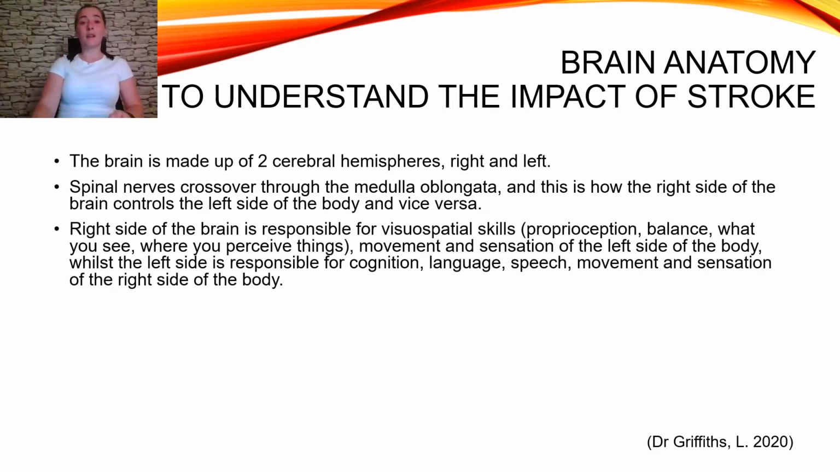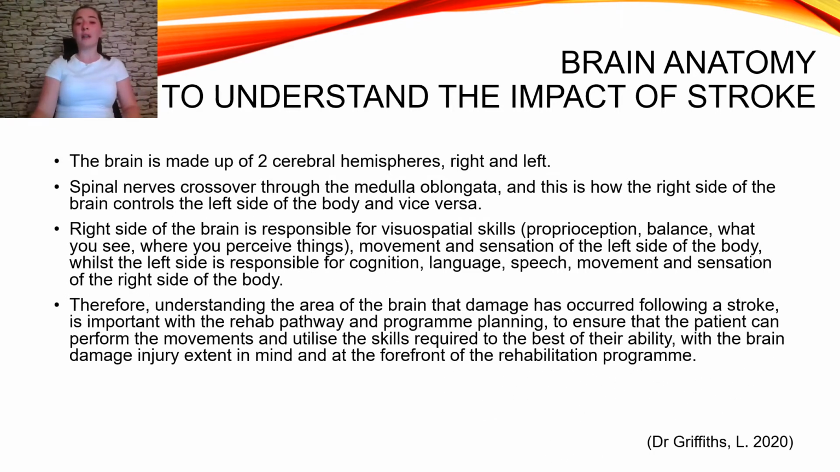So the right side of the brain is responsible for proprioception, balance, what you see and where you perceive things, along with movement and sensation of the left side of the body. Whilst the left side of the brain is responsible for cognition, language, speech, and movement and sensation of the right side of the body.